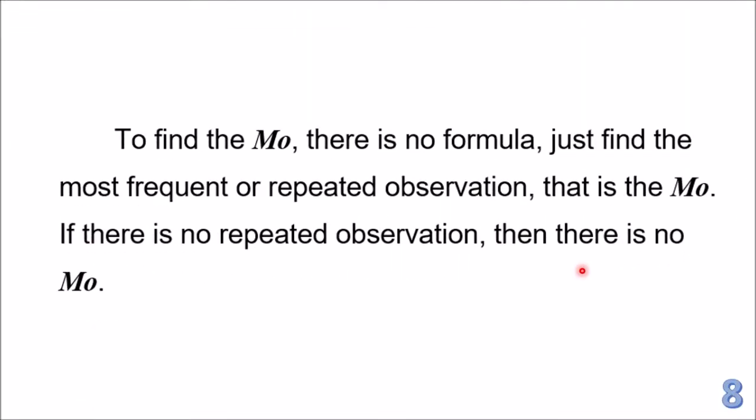Next, for the mode, wala tayong formula na sinusunod dito. Just find the most frequent or repeated observation. That is the mode. If there is no repeated observation, then there is no mode. Kapag naman may dalawa or tatlong repeated observation na pare-pareho yung dami, so ibig sabihin yan, pwede rin magkaroon ng tatlo, dalawa, or apat na mode.